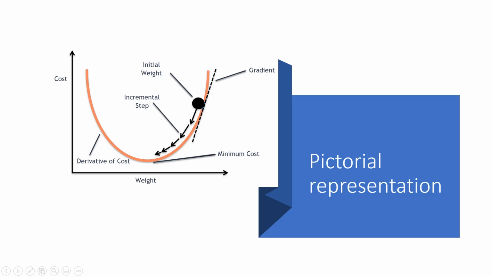This is actually one of the simplest graphs, but there could be different graphs which have more than one of these valleys. These are called valleys here. But this is simple, just for explanation.